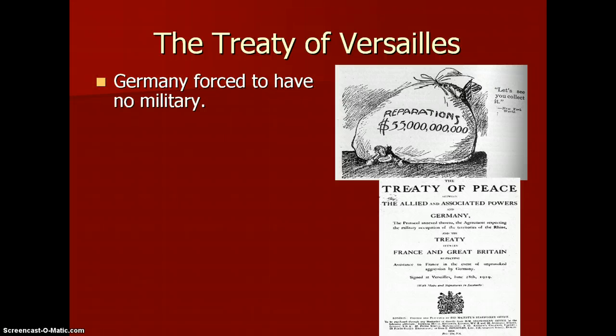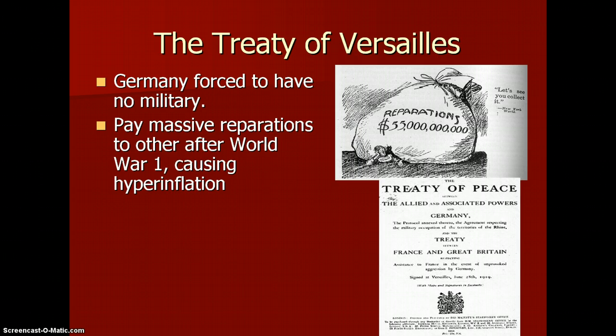The Treaty of Versailles after World War I was a stepping stone for further conflict. The Germans were forced to have virtually no military. They were allowed only 100,000 soldiers, 6 battleships, 6 light cruisers, 12 destroyers, 12 torpedo boats, and no submarines. They were also not allowed to have any air force at all.